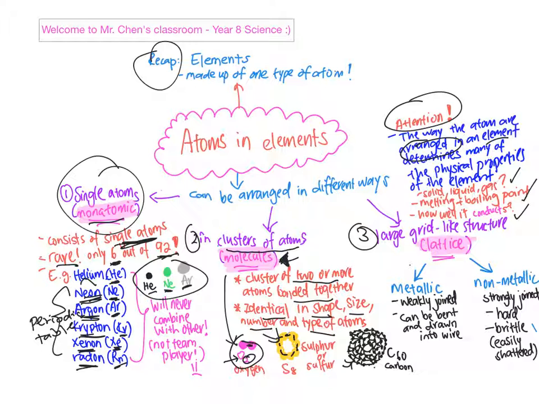Another example is sulfur. For those who don't know, sulfur is actually really good for scaring snakes away. That's why in volcano areas you never see any snakes around, because snakes are really terrified of sulfur. It's a type of chemical.